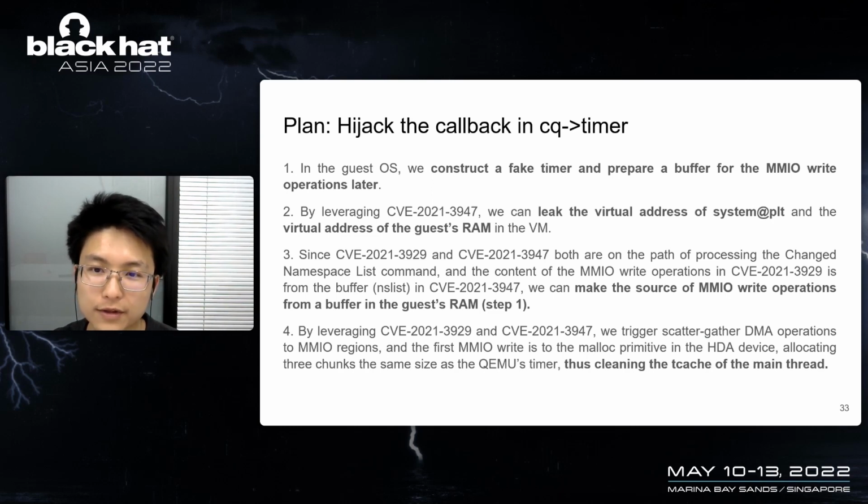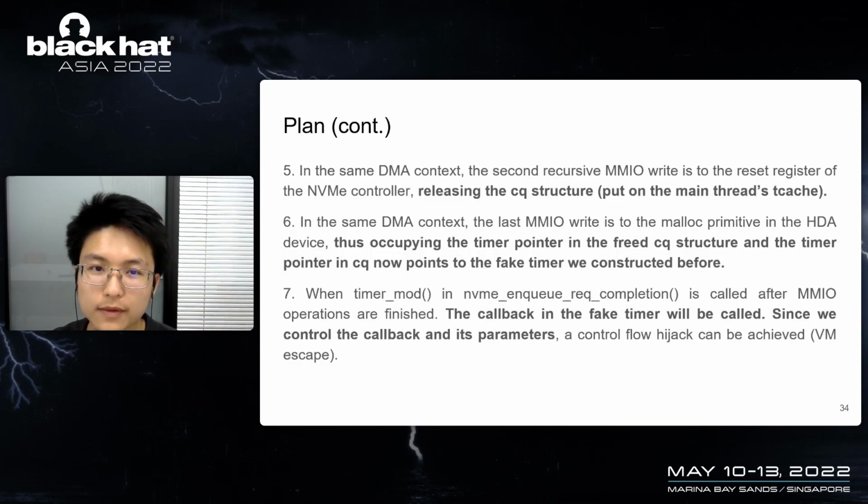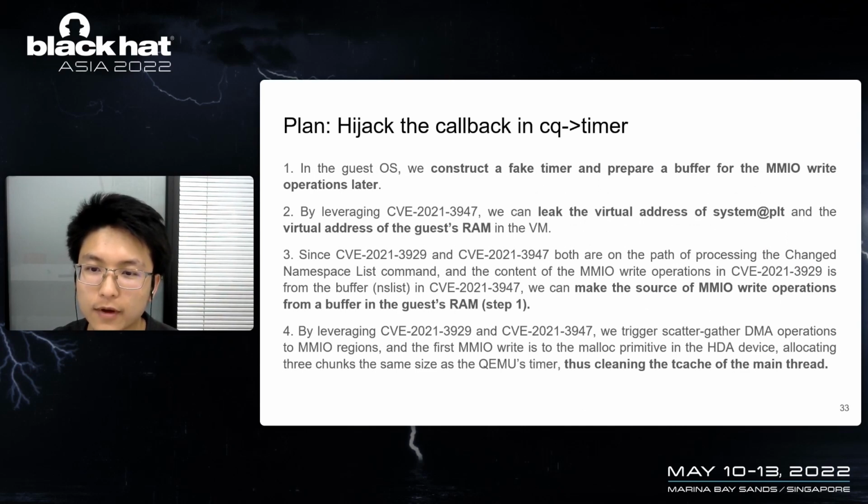So our plan is the following. In the guest OS, we construct a fake timer and prepare a buffer for the MMIO write operations later. By leveraging the arbitrary read flow, we can leak the address of system at PLT and the address of the guest RAM. Since the content of the MMIO write operations in the UAF flow is from the buffer of the arbitrary read flow, we make the source data of MMIO write from the buffer we constructed in step 1.